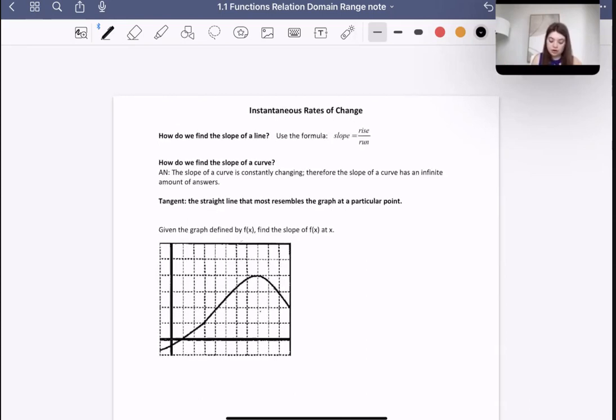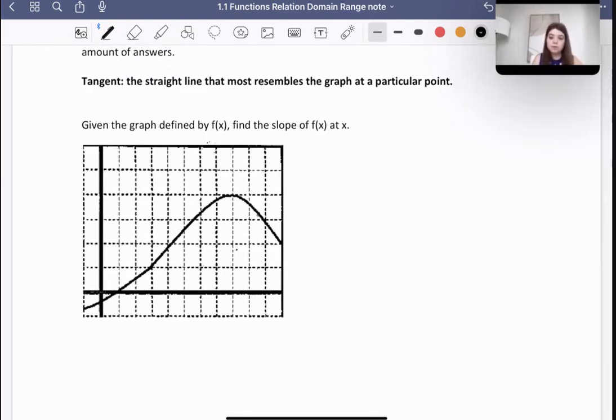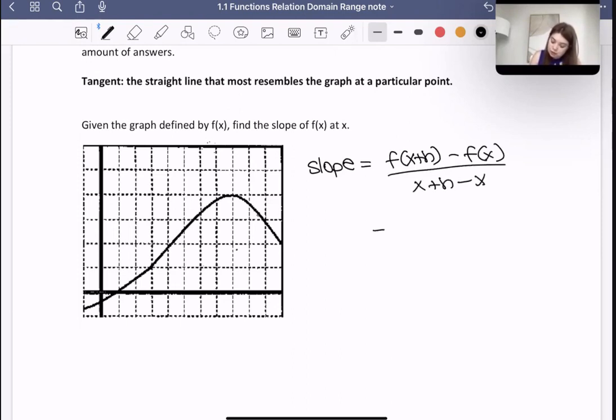And we're going to learn an instantaneous rate of change formula that is going to show us that as best as possible. So the slope of a tangent line is equal to f of x plus h minus f of x over x plus h minus x, which is equal to f of x plus h minus f of x over h. But as h approaches 0, we find the slope of the tangent line, right?